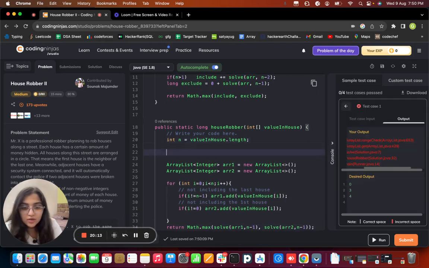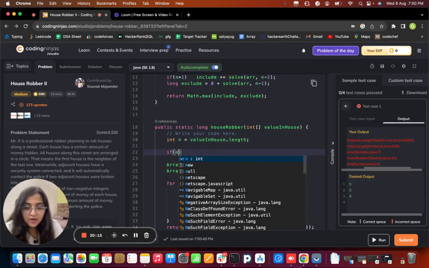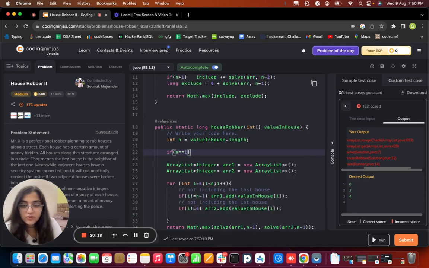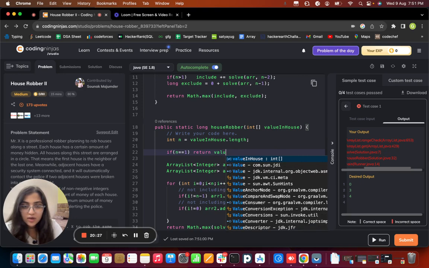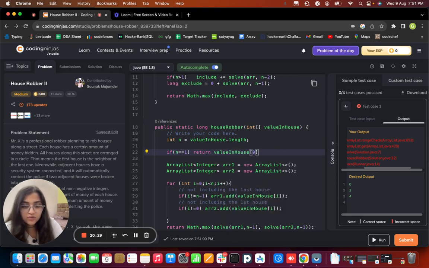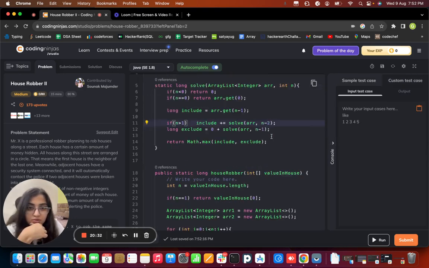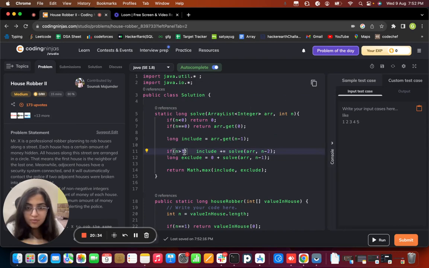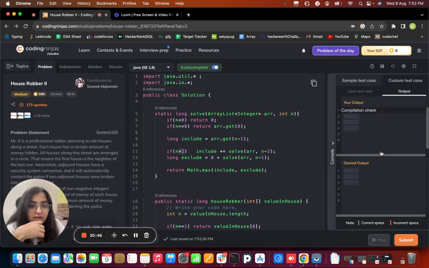In the case where n is 1, that means we have only one house to loot. In that case we can directly return the value of the house at the 0th position. So let's try running this again. Okay, one more mistake here. n should be greater than 2, right? To decrement by 2, we must check that it is greater than 2, and then only it will give a positive answer. Let's try running this.